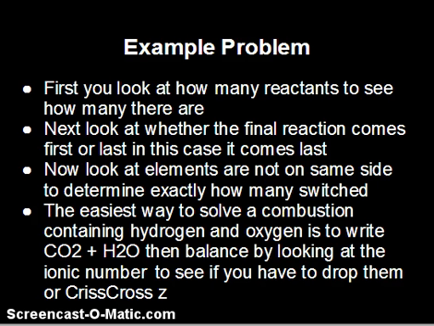And then next you look at whether the final reaction comes first or last to eliminate it being a decomposition reaction. And then you look at whether the elements are in the same place on each side, or if they're not in the same place on each side. The easiest way to solve a combustion reaction containing hydrogen and oxygen is to write CO2 and H2O.